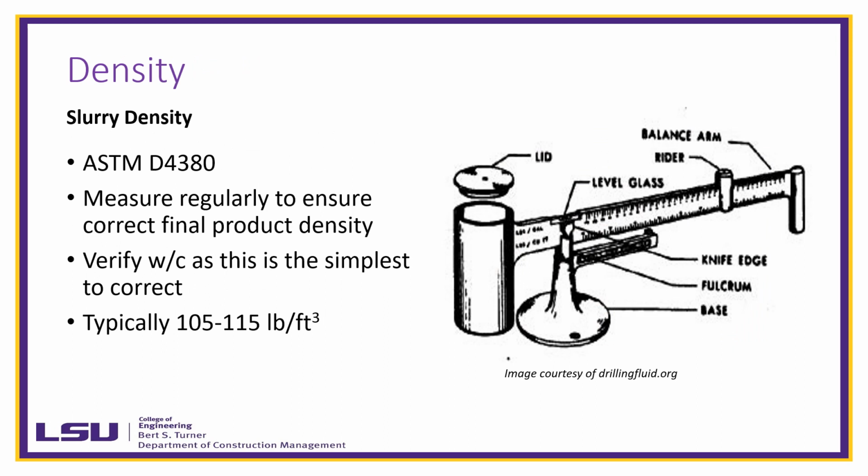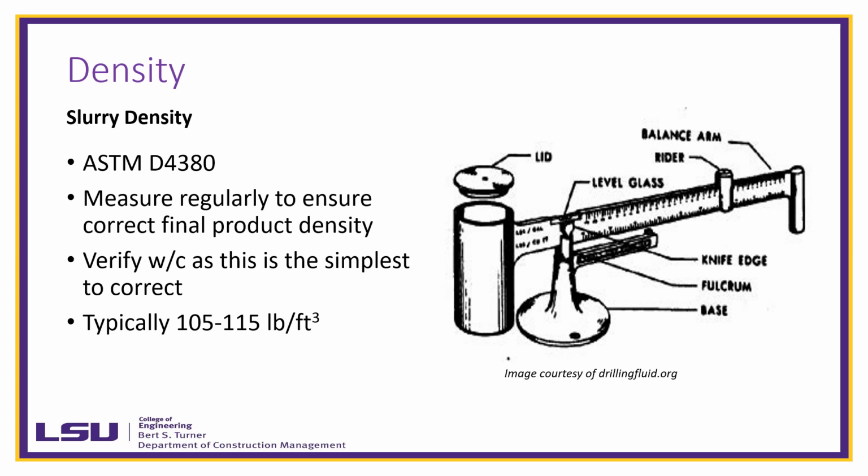So how do you test slurry density? It is governed by ASTM D4380. You want to measure it regularly to make sure that you're getting the final product density that you're looking for. It's an easy, quick test, and it's easier to adjust the water to cement ratio on the front end rather than waiting until the foam is in the product and then trying to make adjustments after everything's already added. Your slurry density is typically 105 to 115.